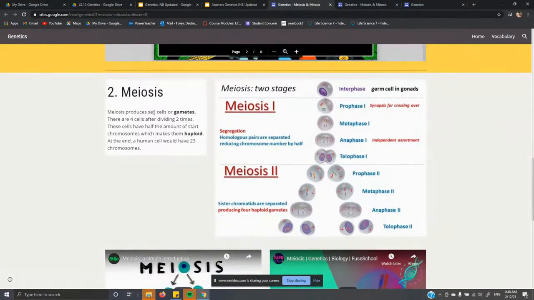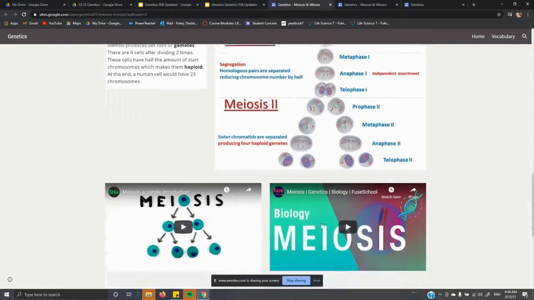They are also called sex cells or gametes. So there are gametes by the end. And each of these cells have 23 chromosomes.